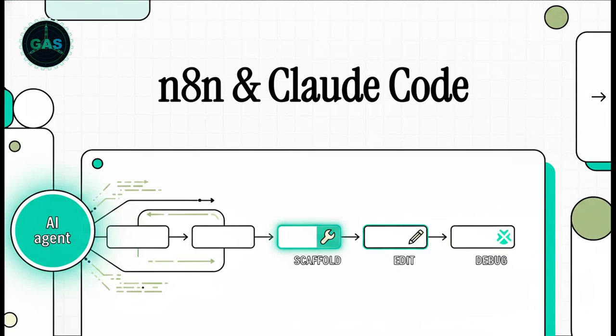Welcome to Gasset. Today, we will be discussing how Claude Code can dramatically accelerate building n8n workflows, a beginner-friendly walkthrough of using a coding agent to scaffold, edit, and debug automation flows.